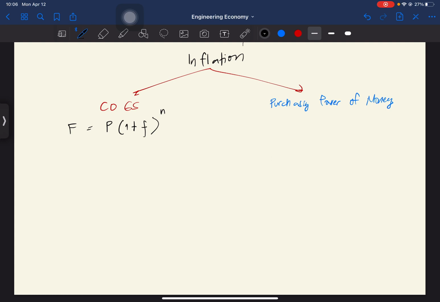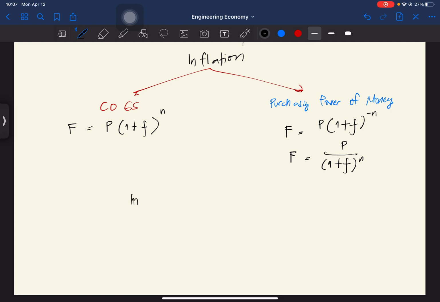Okay? Next is the purchasing power of money. Tandaan mo na inflation negatively affects the purchasing power of money. Okay? If there is inflation, then your future worth of money is less than the present. Okay? So, tandaan mo lang na ang future worth ng purchasing power ng pera is present worth times 1 plus F raised to negative N. Okay? Or you can see it like this. F is equal to P over 1 plus F raised to N. Paliliitin ng inflation ang purchasing power ng pera mo. Okay? Didiscuss natin yan shortly kung ano ibig sabihin yan.